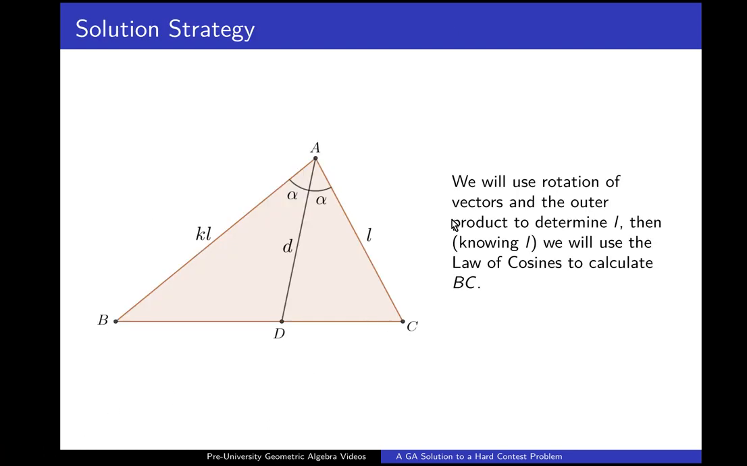So our solution strategy will be to use rotations of vectors and the outer product to determine L. Remember, what we were given are the angle alpha, the distance d, and k. We are not given L. So we're going to use this method to find L, and then knowing L and kL and this angle here, we can find BC from the law of cosines.